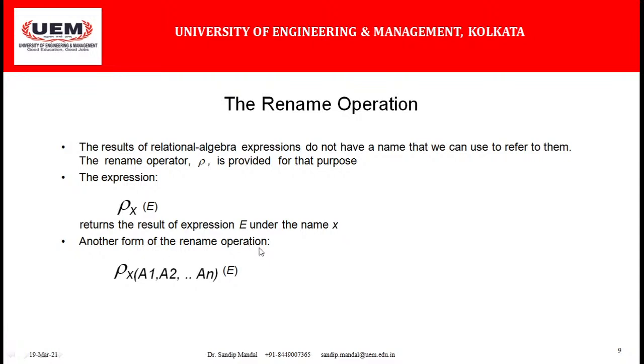Another form of the rename is where the expression E is denoted by X, where X holds the attributes A1, A2, up to An. That is the thing.